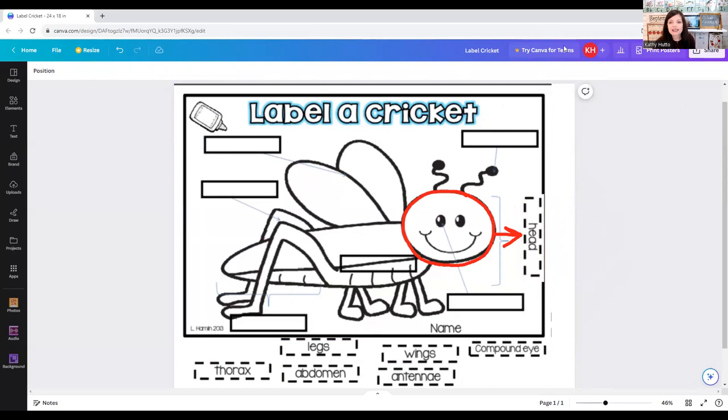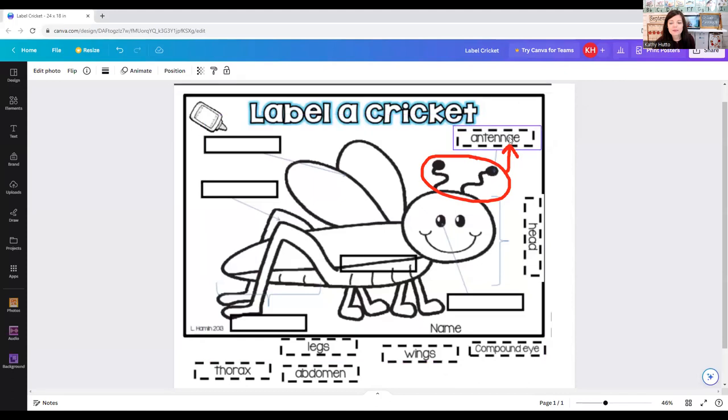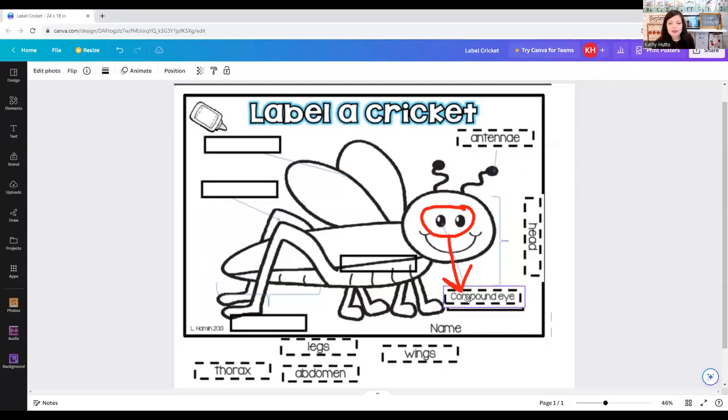On top of the cricket's head are 2 antenna. Antenna starts with A and N. Antenna. A cricket has a head and on top 2 antenna, and also on the cricket's head are 2 eyes. They're compound eyes. You can look for letter C, C for compound. Compound eyes, right here.